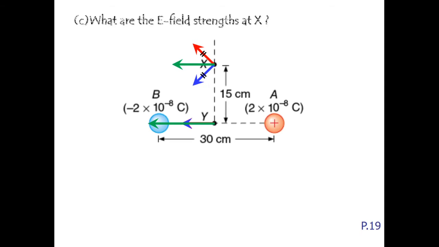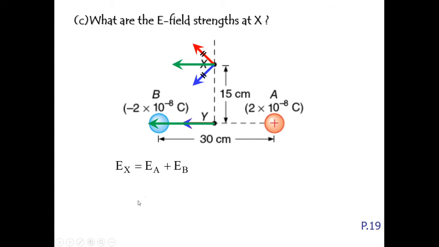How about the electric field strength at X? This one seems to be a little bit difficult because the two electric fields are not in the same direction. It is a sum of two vectors. We can also deal with the charges one by one. Firstly, we consider the positive charge at A. What is the electric field at X due to the charge at A?